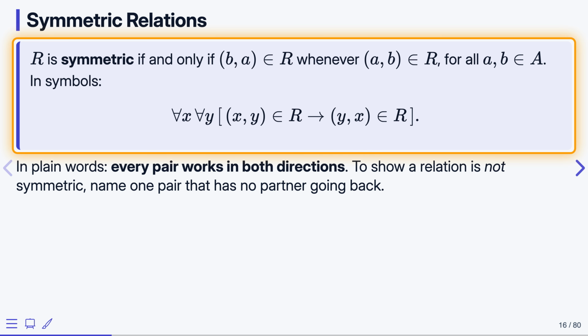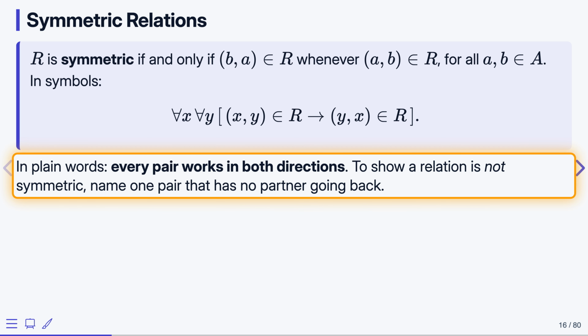Now the symmetric property. A relation R is symmetric when the pairs work in both directions. If the pair a, b is in R, then the pair b, a must also be in R. So build this habit. To break symmetry, you only need one bad pair. Find a pair a, b that is in R where the flipped pair b, a is missing. That one pair is your witness, and it settles the question.